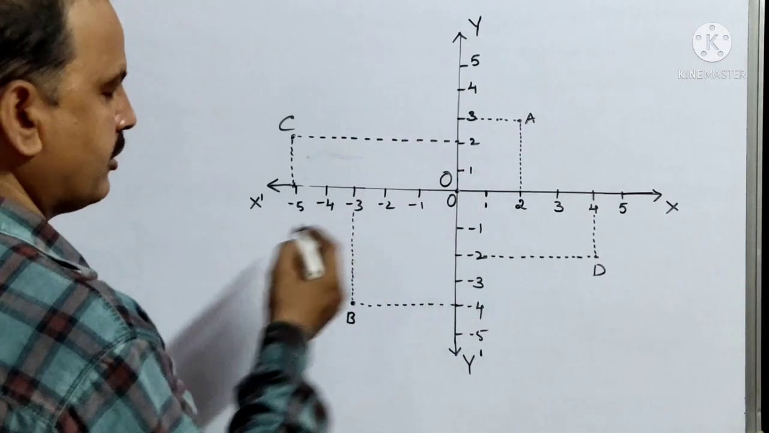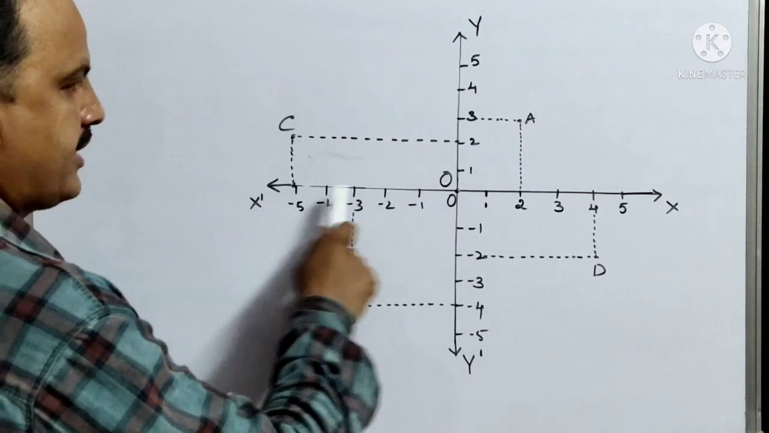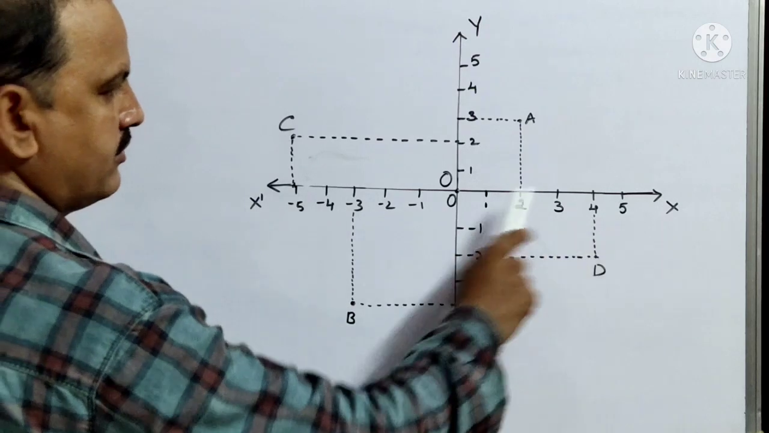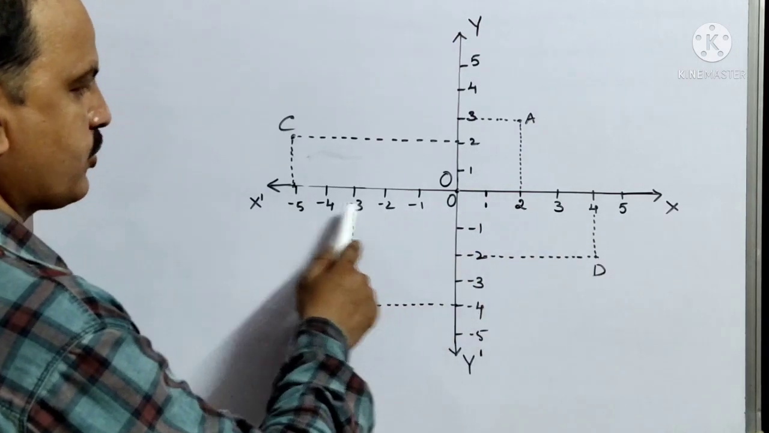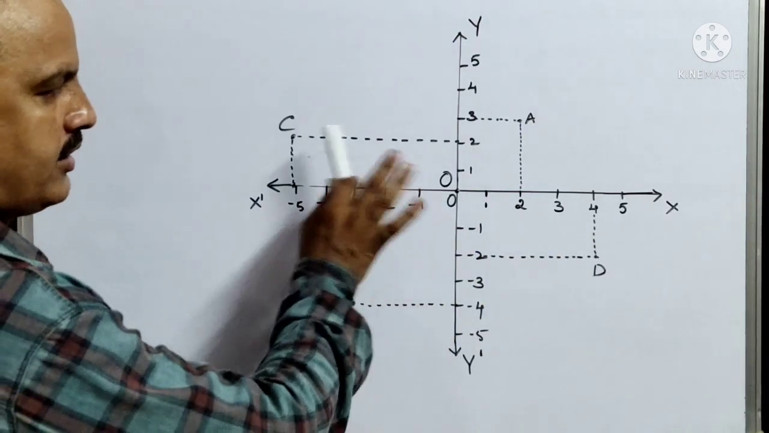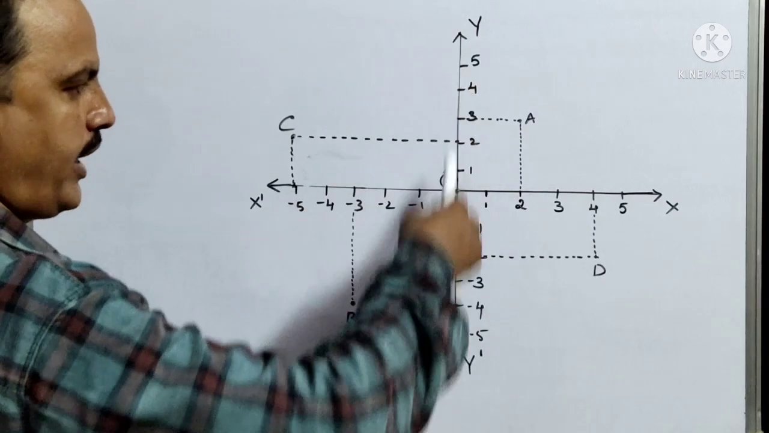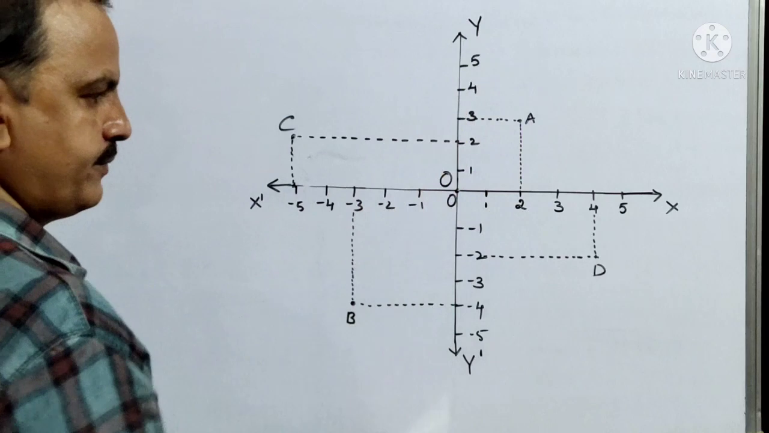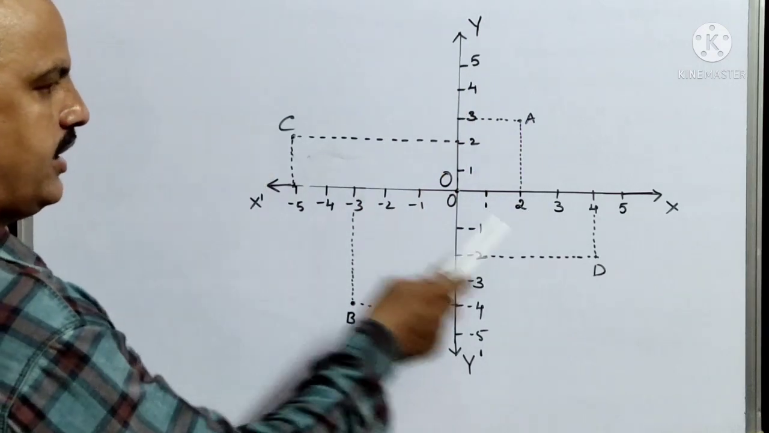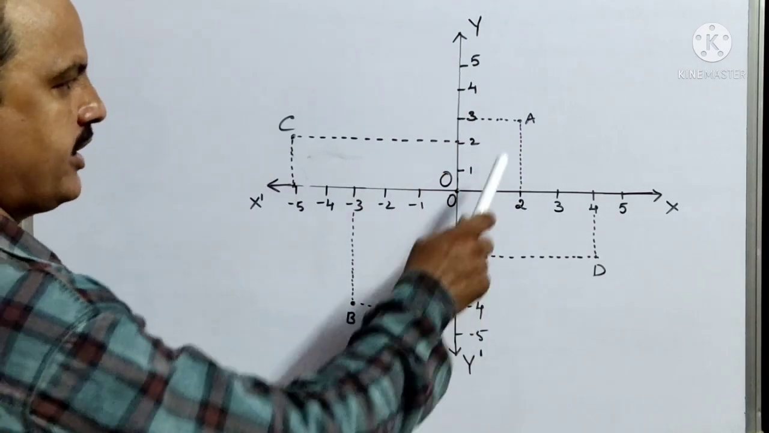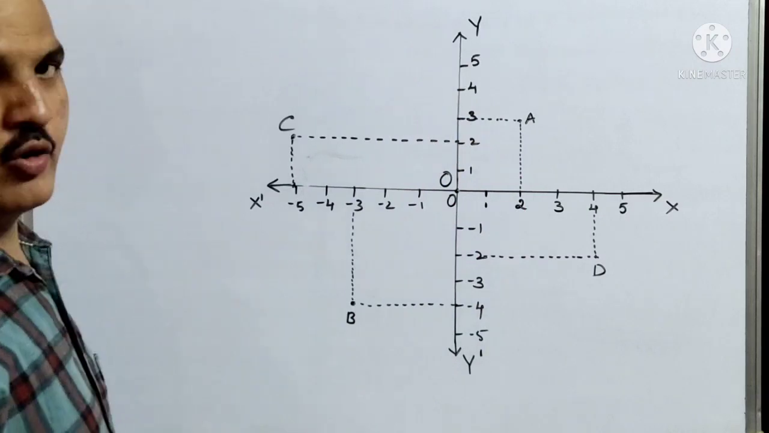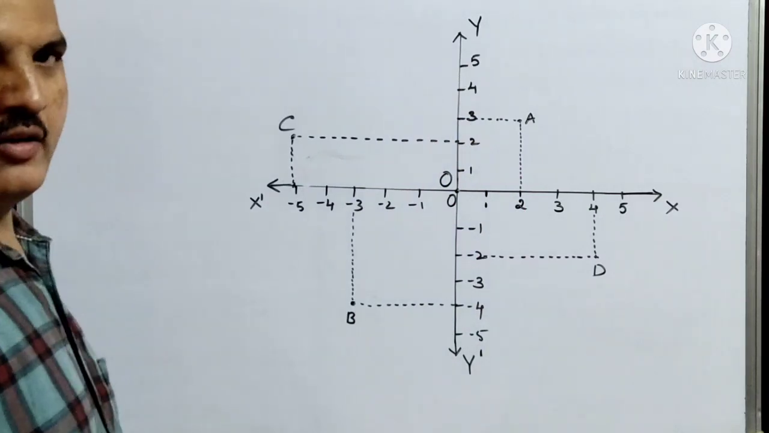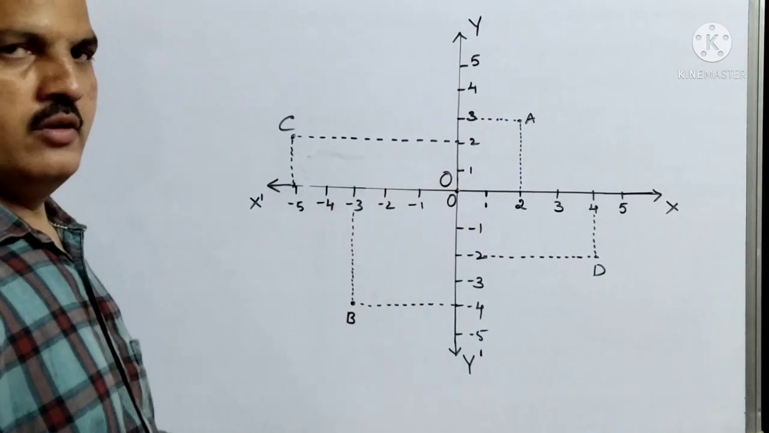Here, if you clearly observe, on the x-axis: 0, 1, 2, 3, 4, 5 and minus 1, 2, 3, 4, 5. Like this I gave a question, x-axis and y-axis. And here if you clearly observe, I kept points A, B, C and D. Now I am asking, what are A's coordinates? A's coordinates means how the point A is plotted.